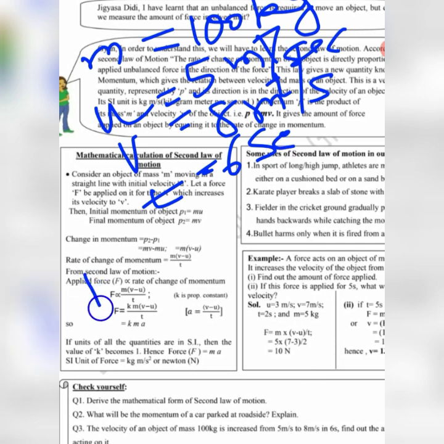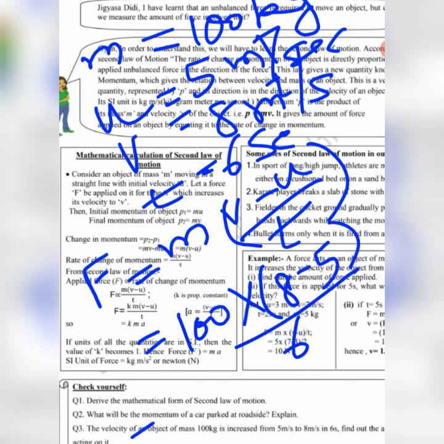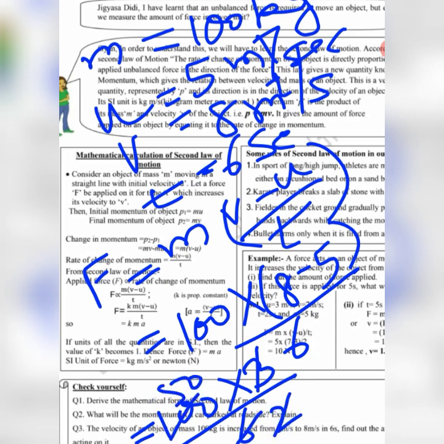So we have to calculate force directly by applying the formula m(v minus u) upon t. So m is 100 into (v is 8 minus 5) upon 6. So this will be equal to 100 into (8 minus 5 gives you 3) upon 6. So 3 ones are 3, 3 twos are 6, 50. So the answer will be 50 Newton. So in this way we can calculate the force applied for third question.